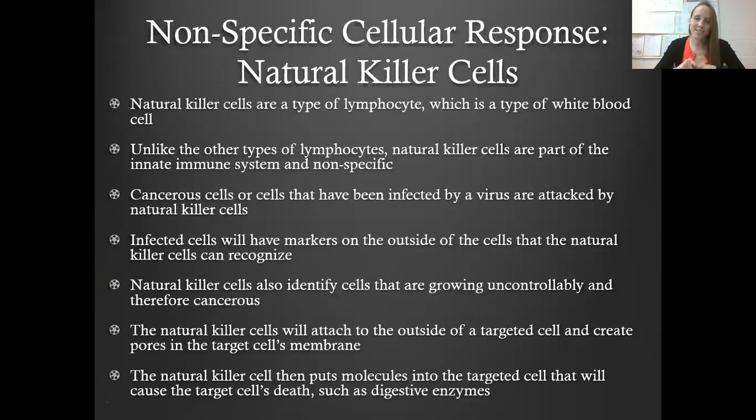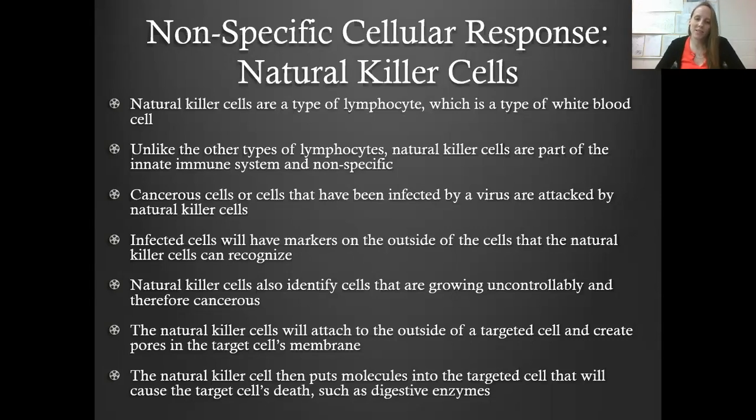The natural killer cells are the only lymphocyte that is part of the non-specific cellular responses. All of the other lymphocytes, the T cells and B cells and stuff, are part of the adaptive immune system. So this is the only one that's part of the innate immune system. And essentially, anytime you have a cancerous cell or a cell that has been infected by a virus, the natural killer cells are going to go and try and kill that infected or that cancerous cell.